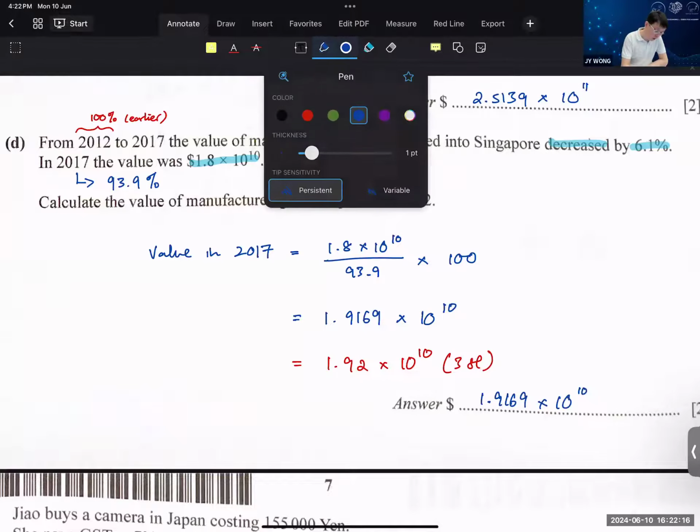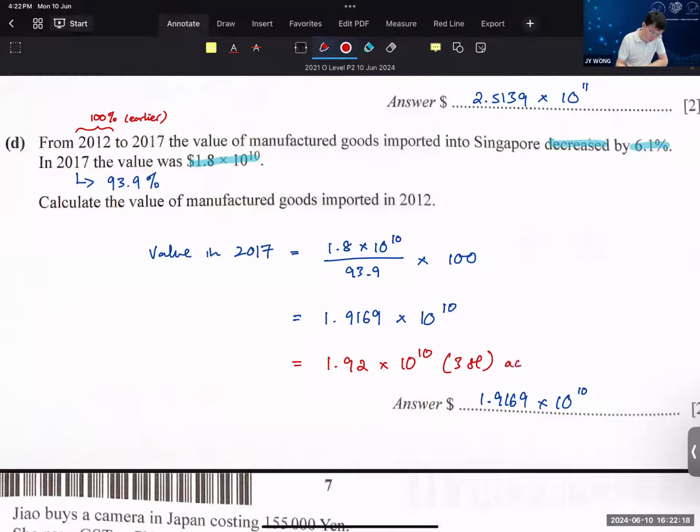Okay, so either exact or 3SF, both are fine.